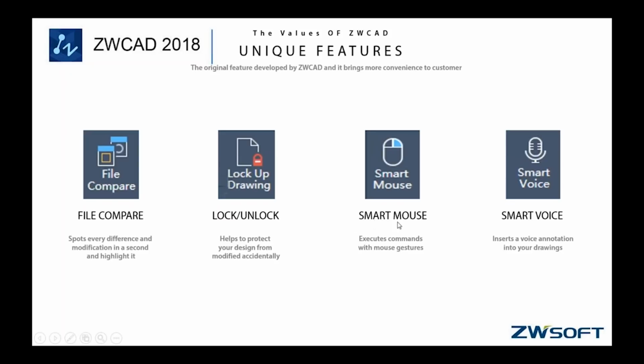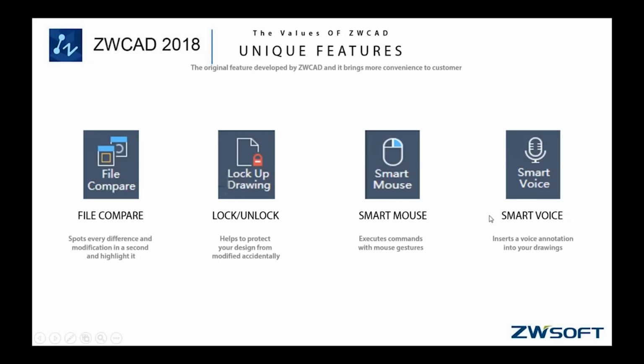Another unique function is called Smart Mouse. We can execute commands by mouse gesture. This is a kind of shortcut key, but executed by the right mouse button. Sometimes we have to operate ZWCAD with one hand. For example, we have to hold a paper or a phone while operating ZWCAD. Smart Mouse can emancipate your left hand.